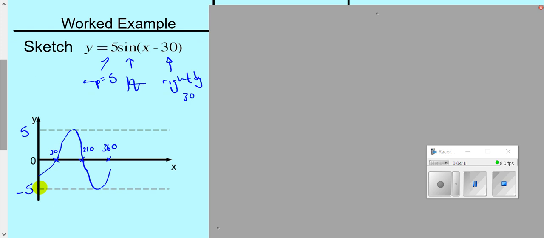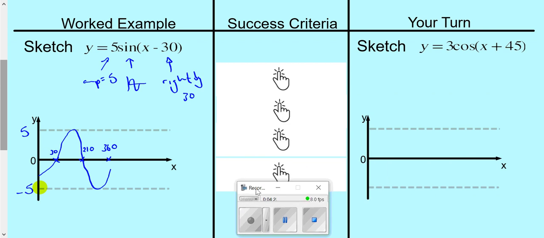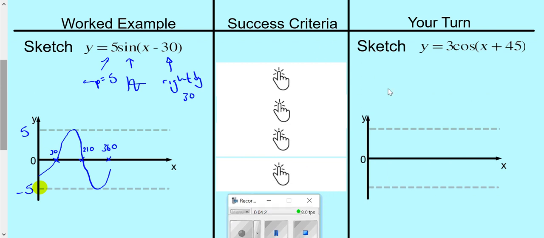And that's it. Now, I'm going to give one for you to try. So yours is on the right-hand side. If you press pause, take as long as you need to try this, and then press play to see how you get on. So in your case, we have an amplitude of 3.